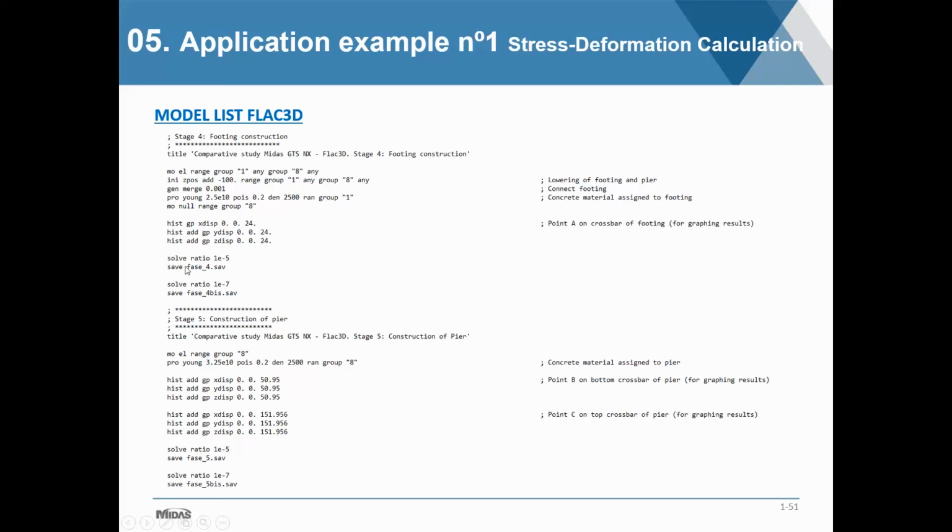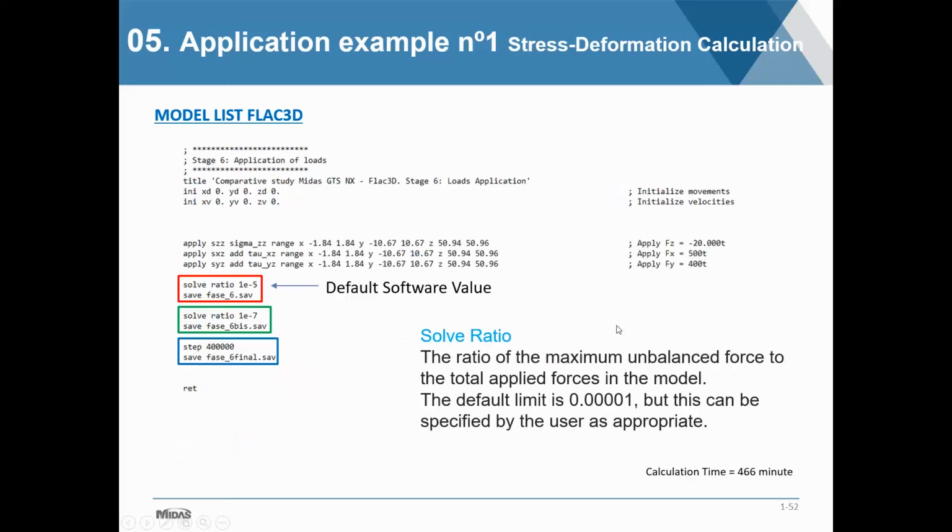And then we do construction stage 5, which is the activation of the pier. And again, these are just tracking the results at different points on the pier. So point C at the top of the crossbar, point B at the bottom of the crossbar, etc. And then lastly, this last stage is the application of the loads in the different directions. So the vertical, X, and Y.